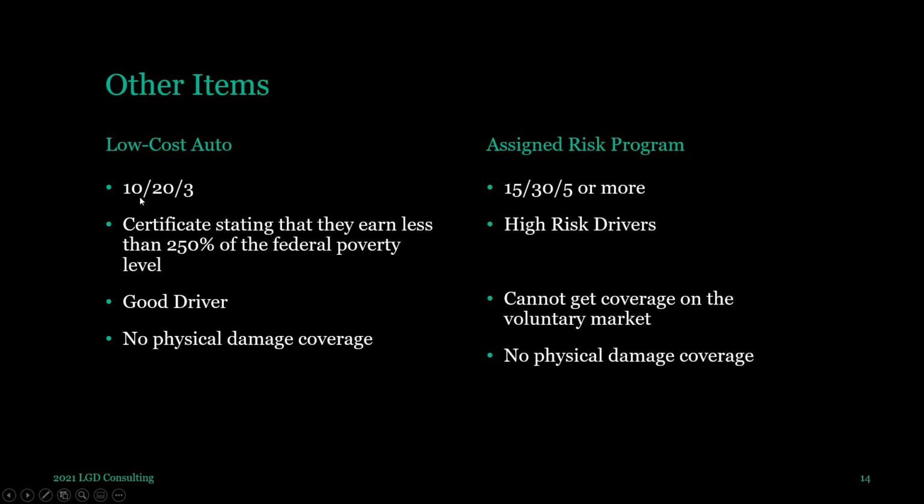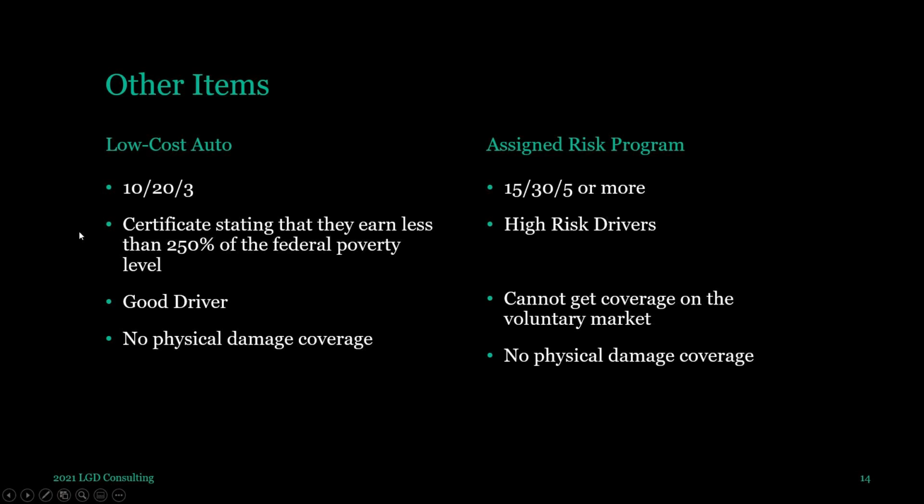The minimum liability limits in California are 15, 30, and 5. But if you're low income, you can go with lower limits. But you can only get these low limits. You can't extend or increase them, because you're low income. And you cannot get physical damage coverage. This is only covering liability, to protect people that you hit.